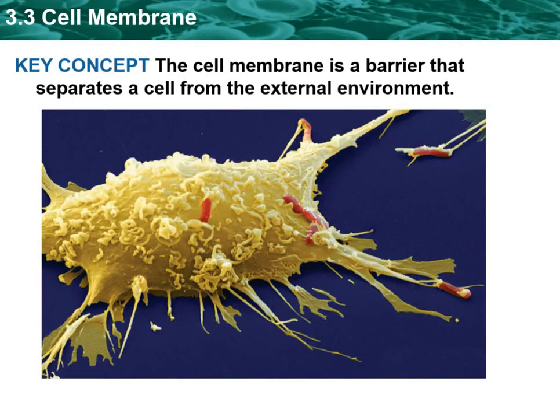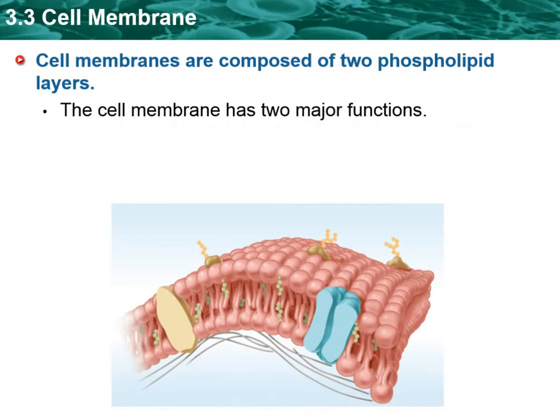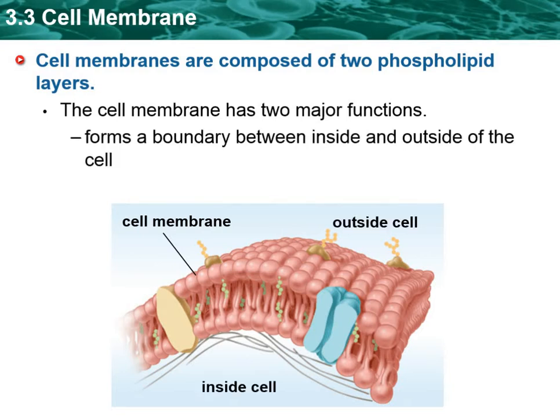Okay, so for 3 and 4, I have combined the two together because 3 is talking about the cell membrane and 4 is talking about diffusion and how things get in and out of the cell membrane. So the cell membranes are composed of two phospholipid layers. The cell membrane is going to have two major functions. It is going to form a boundary between the inside and outside of the cell, and it's going to control passage of materials in and out of the cell.